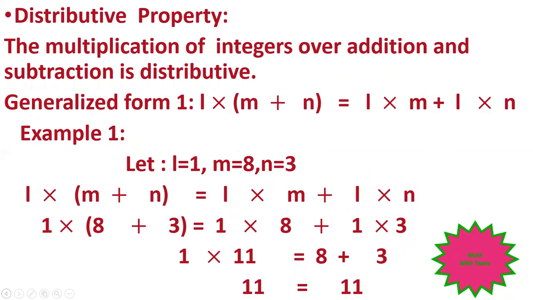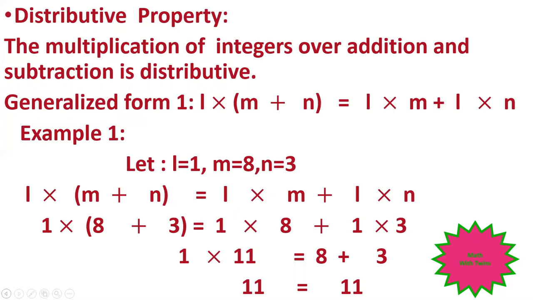Distributive property is our next property. The multiplication of integers over addition and subtraction is distributive. This is the case. Now let's see generalized form 1. Solve the example, prove the property and go to the next form and example. L into (M plus N) equals (L into M) plus (L into N) is the generalized form for distributive property of multiplication of integers over addition.